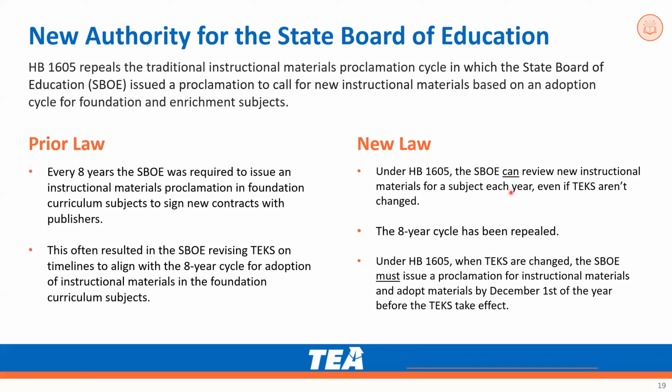So their ability to review materials has increased, and they also must issue a proclamation for instructional materials and adopt materials if they change the TEKS. So there are some guardrails there, right? They're not going to be changing the TEKS without materials being available for school districts, but it does give the board a lot more authority in what they can review and how often they can review instructional materials.